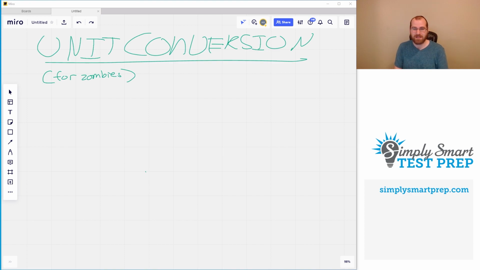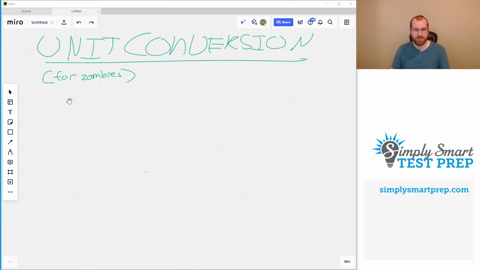We're going to discuss this zombie unit conversion method that is really going to make some of those trickier unit conversion problems brainless. So first we have to understand what unit conversion is and how it works mathematically. Then we're going to go over the actual method. And finally, I have 3 real SAT problems that we're going to solve using this method.